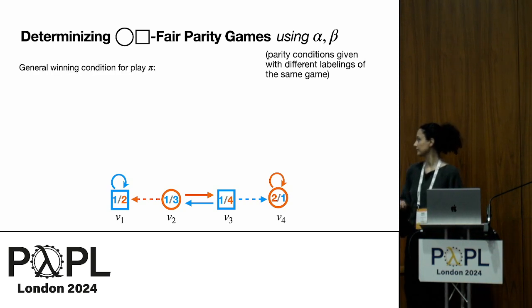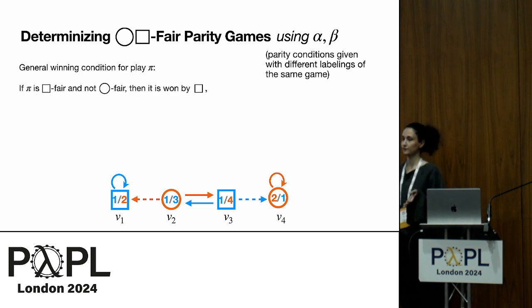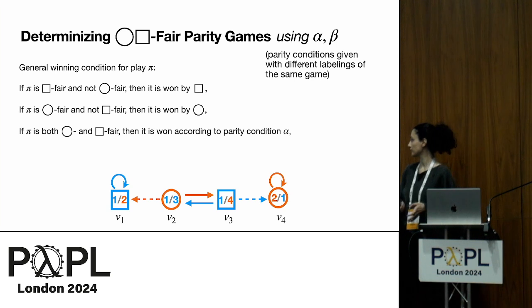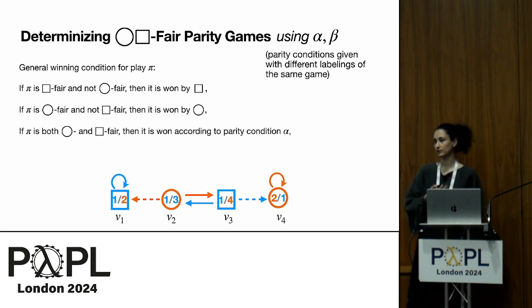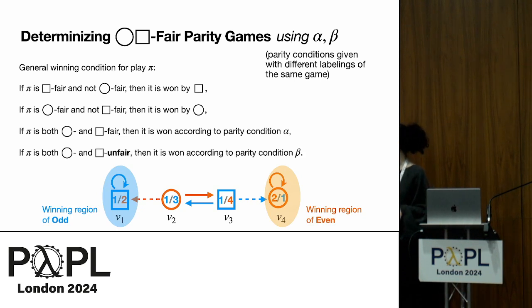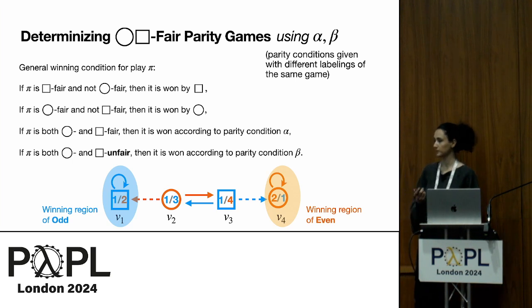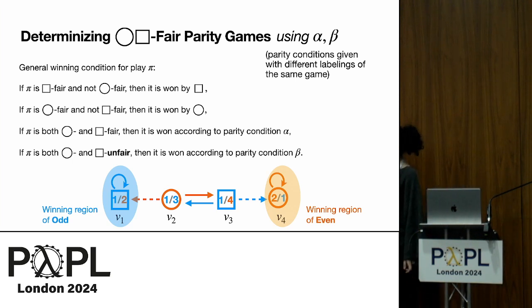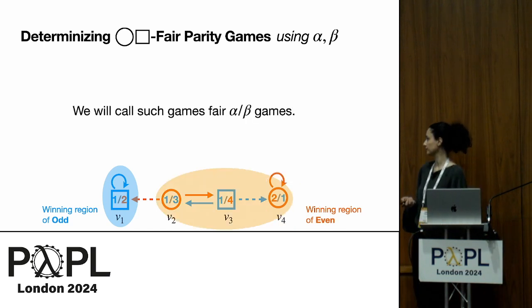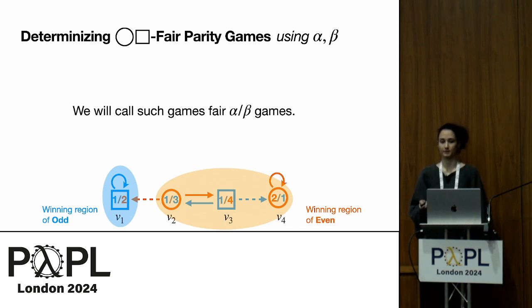Now, a general winning condition for a play pi says: if one of the players is fair and the other one is unfair, then the fair player wins. If both of them are fair, then the winner will be determined according to the alpha parity condition, which is the same as before. And if a play is unfair for both of them, then it will be won according to the parity condition beta, so the second labeling. If you look at the second labeling, in the V2, V3 cycle, the maximum priority seen will be 4, so this will be in the winning region of the even player. So this is the framework, and we will call such games fair alpha-beta games.